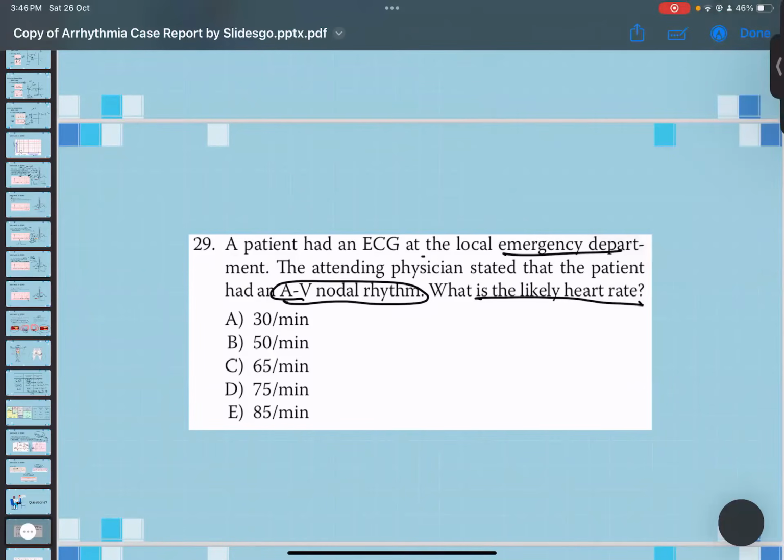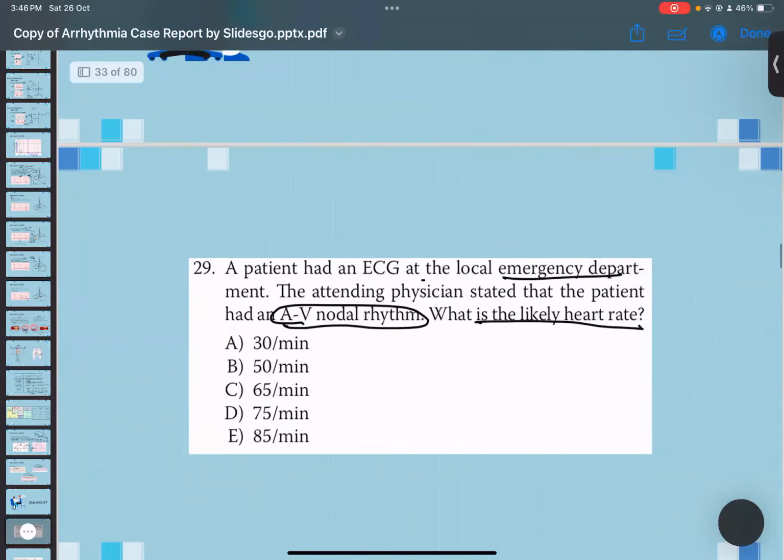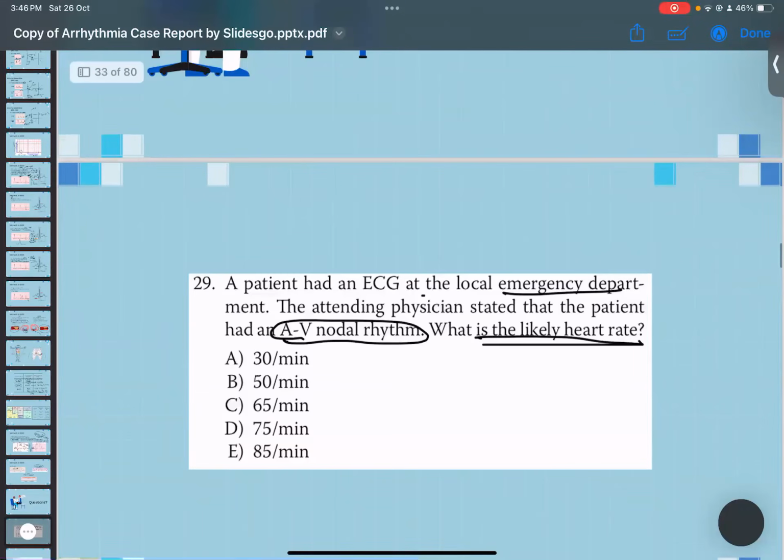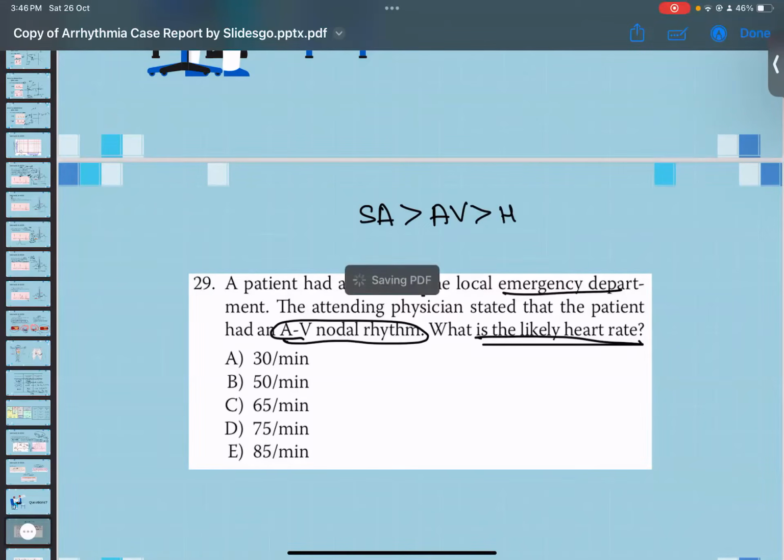All right. So this patient has been told that he has an AV nodal rhythm. What is the likely heart rate? Now, when it comes to nodal rhythms, there are different rhythms for different nodes in the conduction system. The SA node fires at the maximum rate, followed by the AV node. After the AV node, you have the bundle of His, and after that it's all the same down to the bundle branches and the Purkinje system.